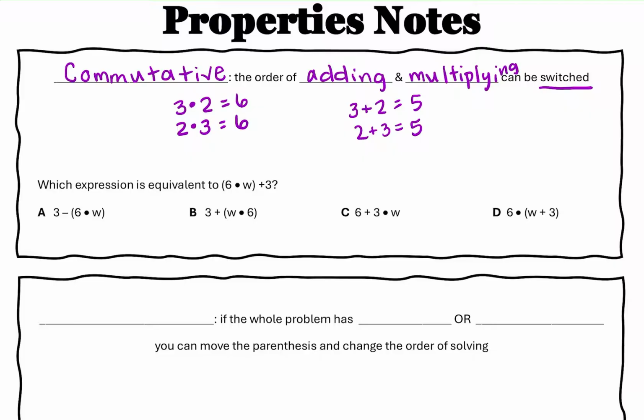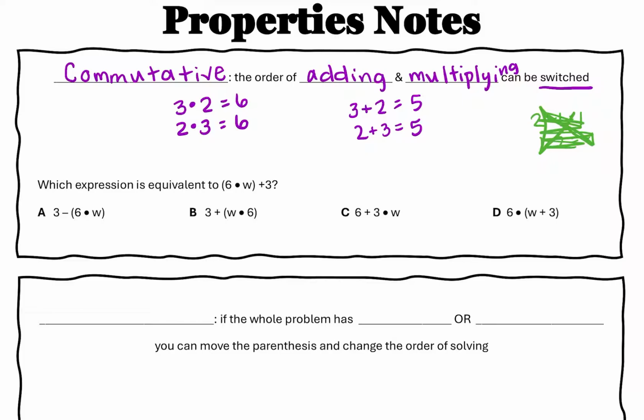We know that we cannot switch subtracting, because 2 minus 1 is 1, but 1 minus 2 would be -1. So we cannot do that. And division would be cowboy and horse, and we know we cannot switch our cowboy and horse. So it only works for adding and multiplying. Let's see how that would actually be tested.